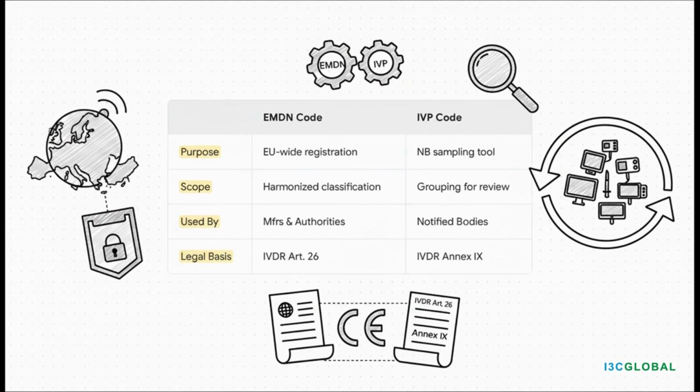First up are the EMDN codes. Every device needs one of these for registration in EUDAMED, that big Central European database. Think of the EMDN code as your device's public passport. Then, on the other hand, you have IBP codes. These are more like the internal filing system the notified body uses to group similar devices. We're talking same purpose, same tech, same risk, into families to make their review process manageable.